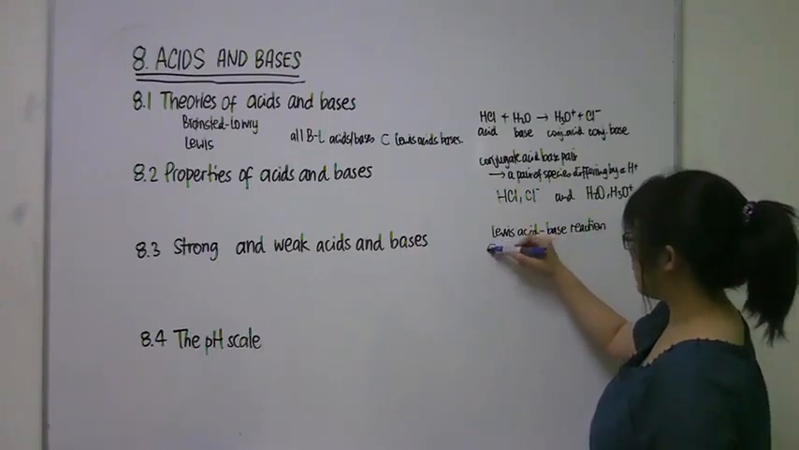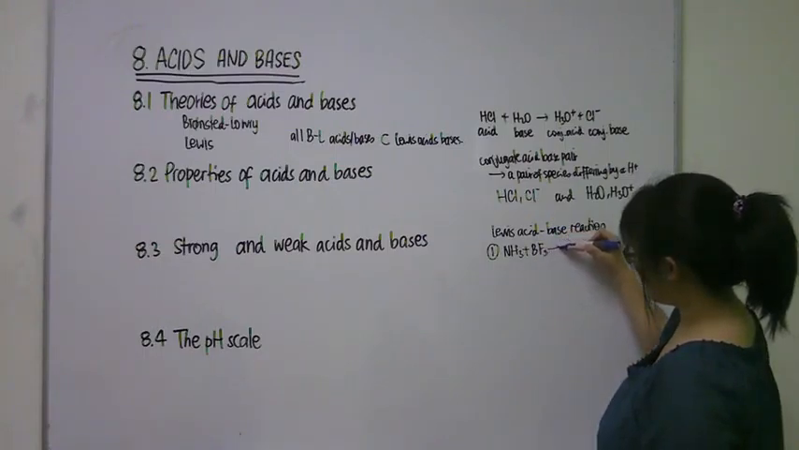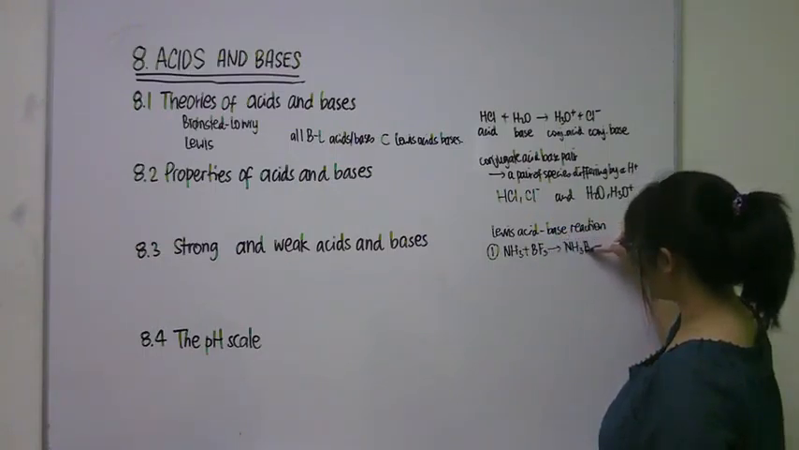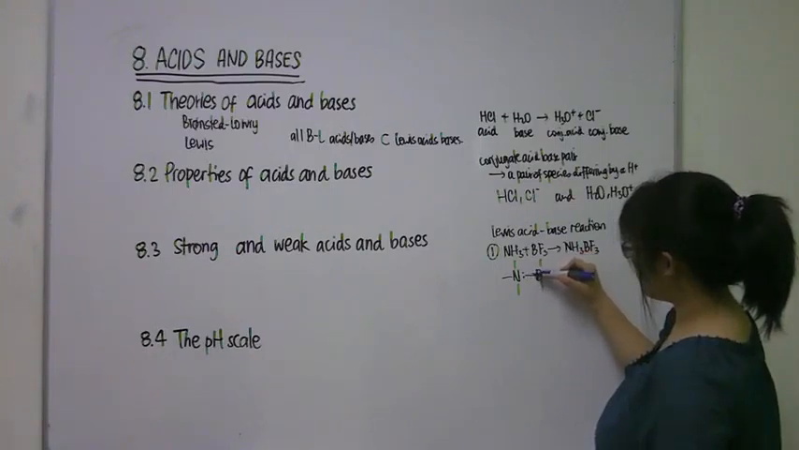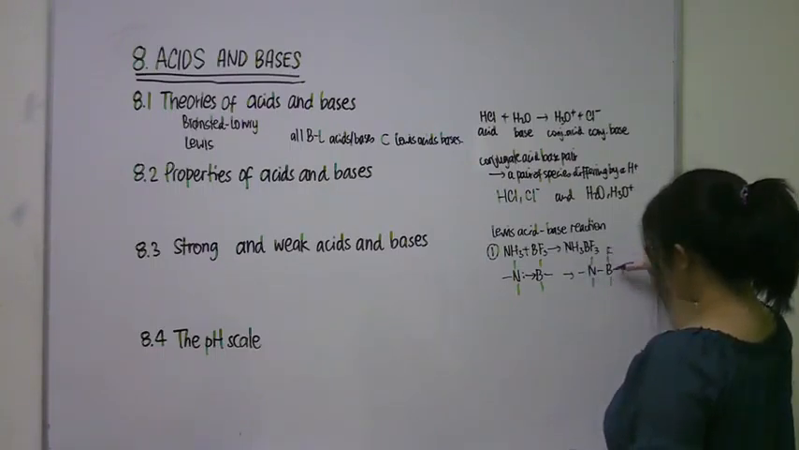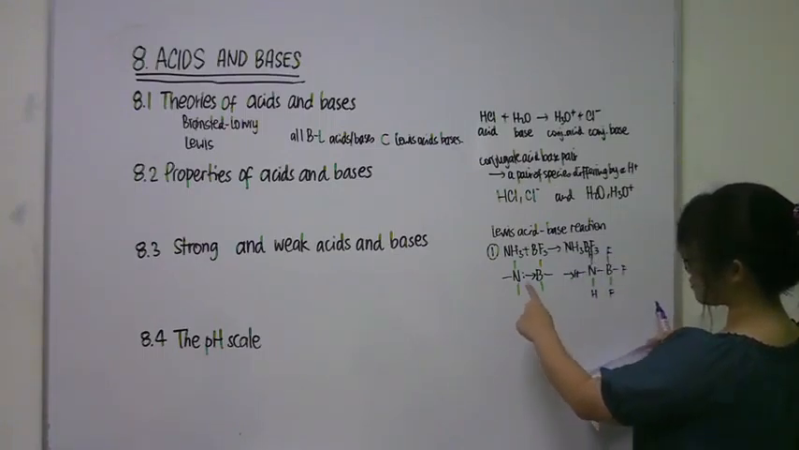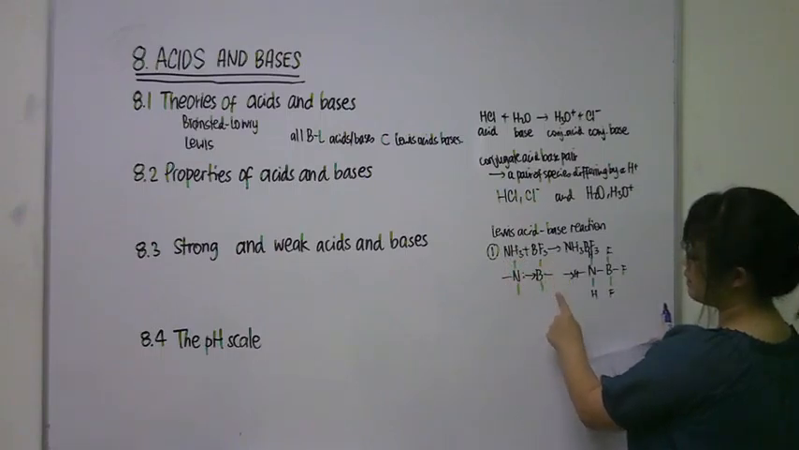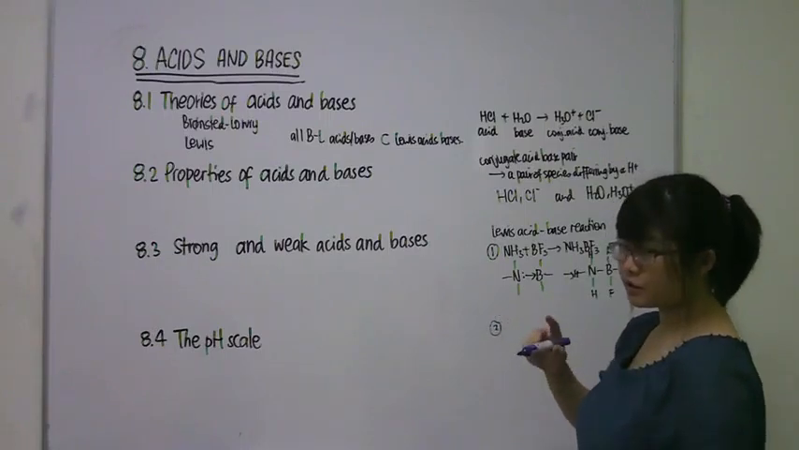Okay, so one is a reaction between NH3 and BF3 to give you NH3BF3. In this case, okay, N will donate the lone pair to B, giving you NH3BF3. So in this case, NH3 is your base and BF3 is your acid.